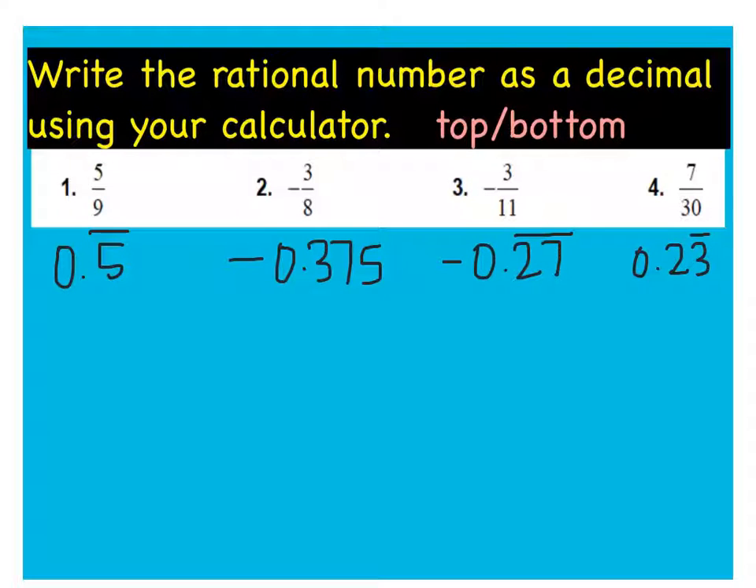All right, so go ahead and check your answers. For number 2, the correct answer is negative 0.375. This is an example of a terminating decimal. Number 3 is negative 0.27 with both the 2 and the 7 repeated. So in your calculator, this looks like 0.27272727, on and on forever. Number 4 is 0.2 with the 3 repeated. So this looks like 0.23333333333.